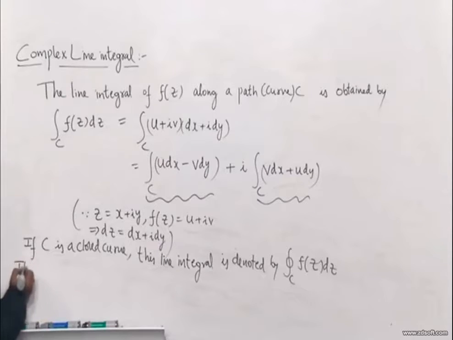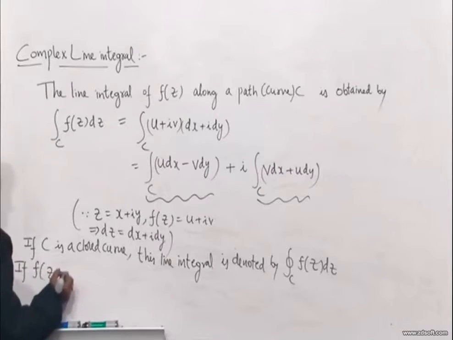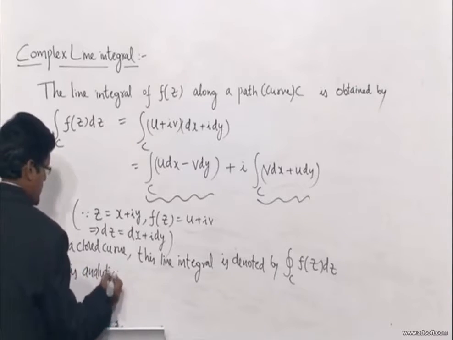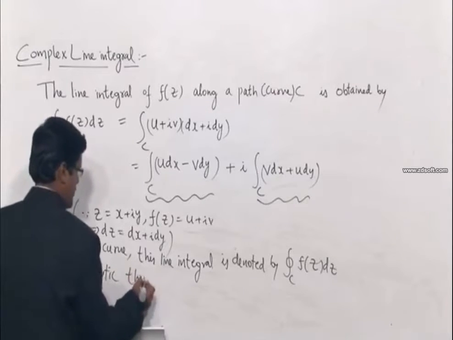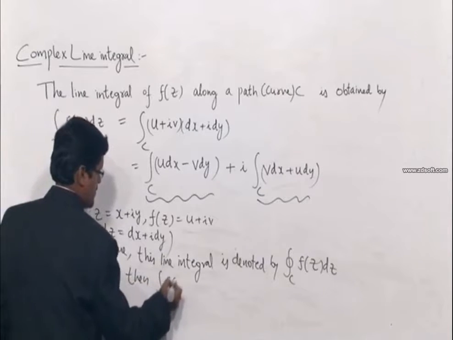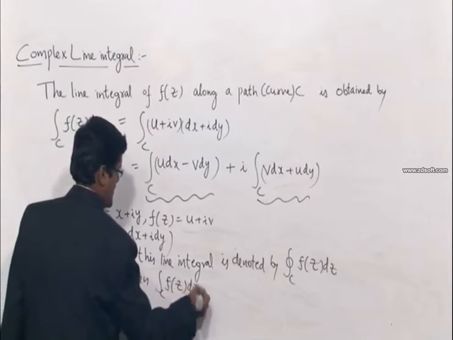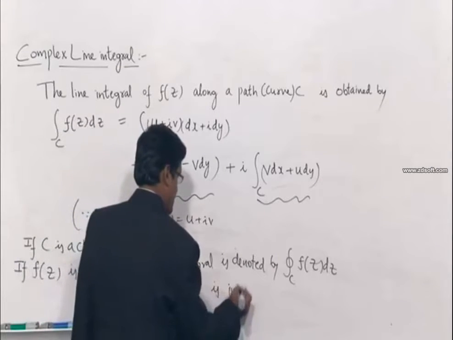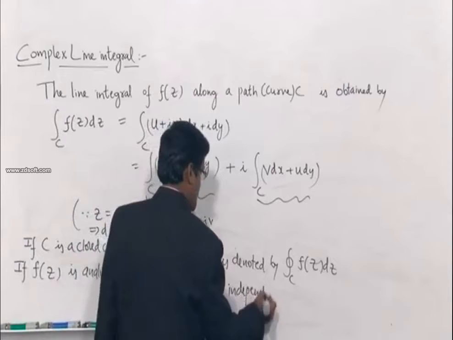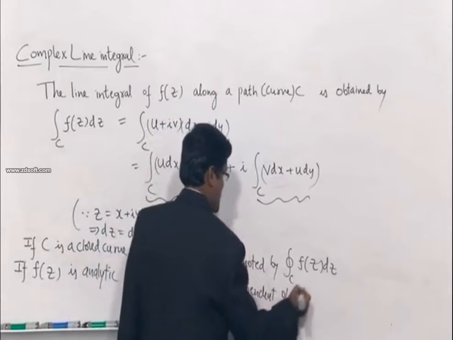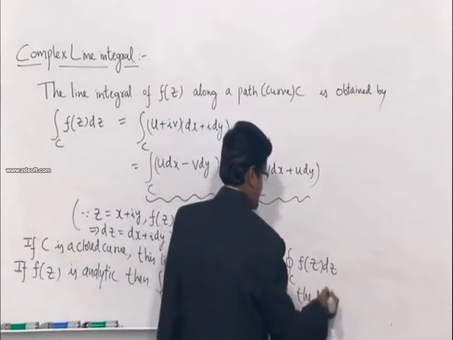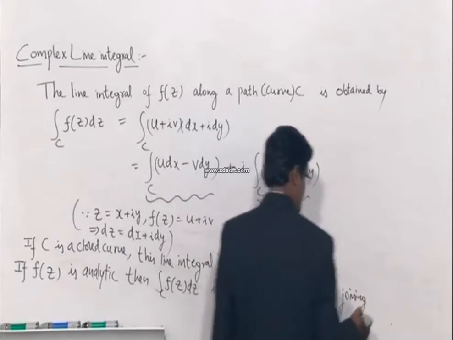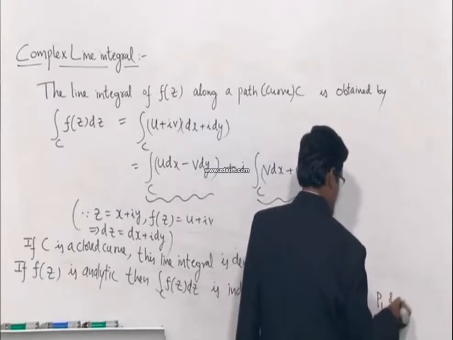If f of z is analytic, then the integral over C of f of z dz is independent of the path joining P1 and P2.